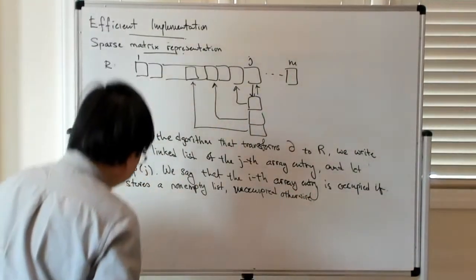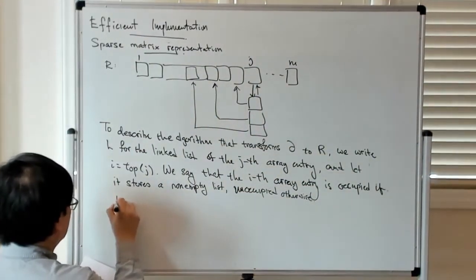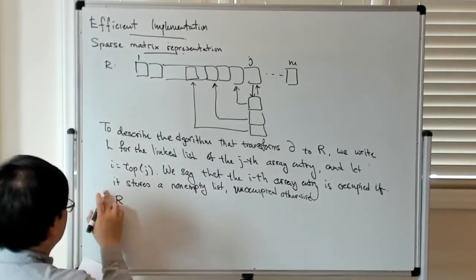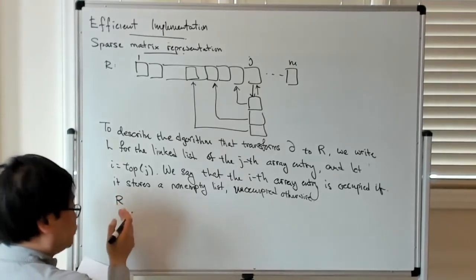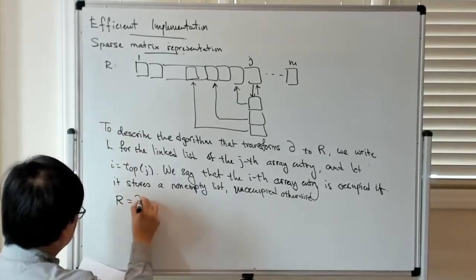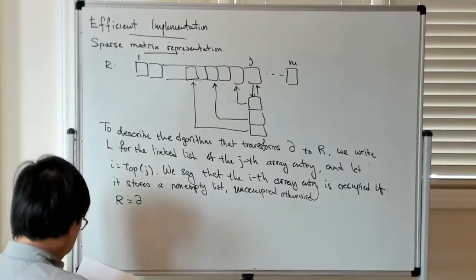Okay, so now we're ready to describe the algorithm. We're going to encode the transformed version of the sparse representation of the boundary matrix in this array R. So I'm just going to first make a copy of the boundary matrix and put it into R, and then we're going to operate on R.